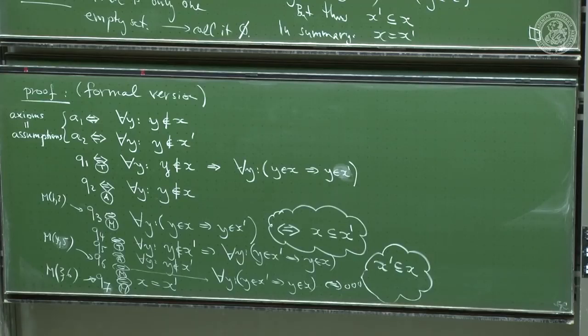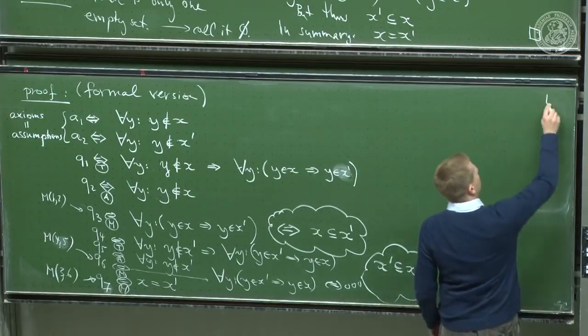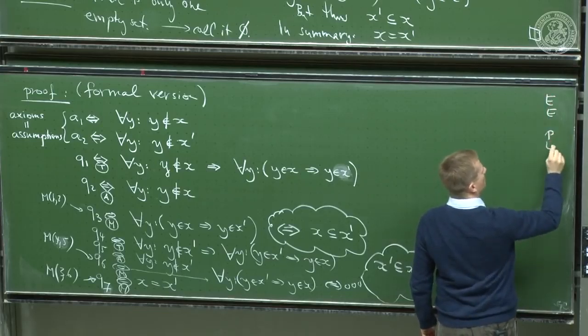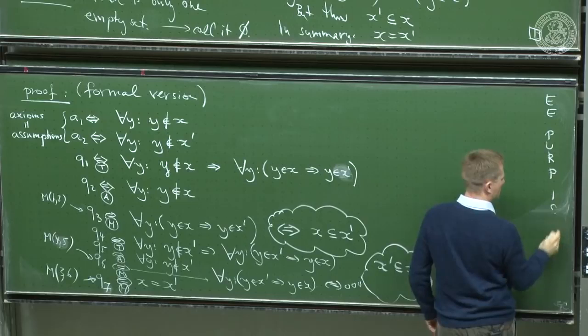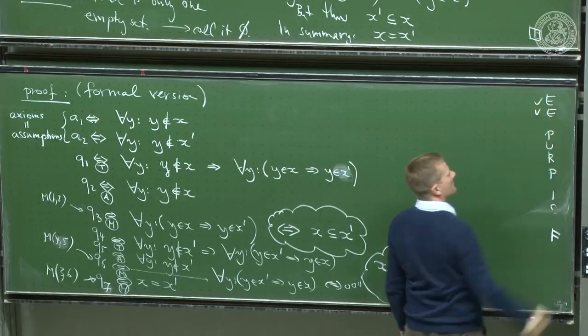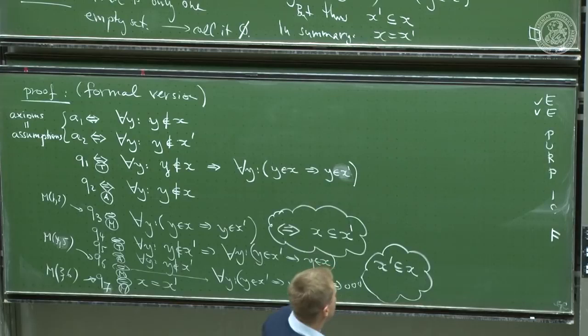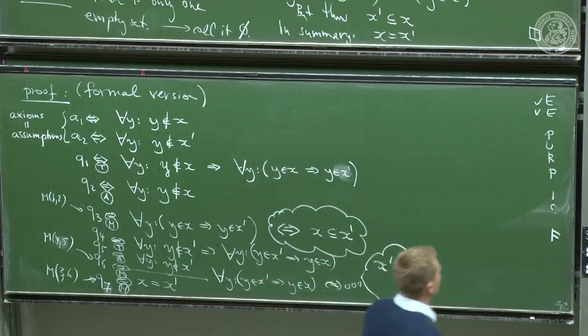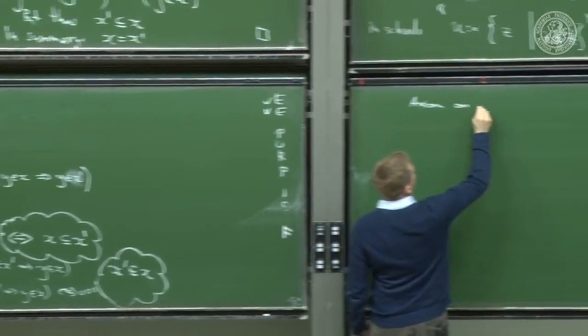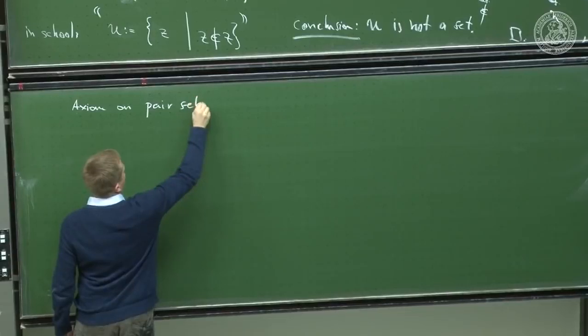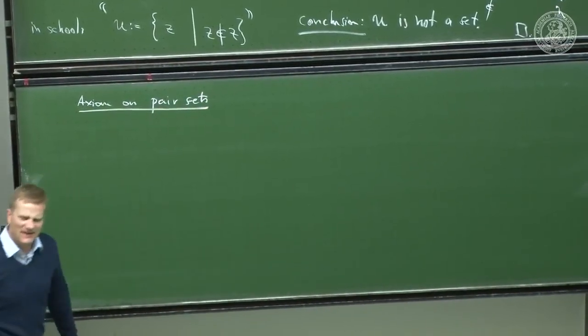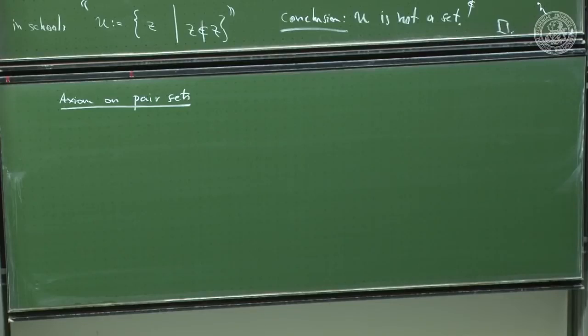Okay, so where are we? I should note this. We got this one and we got that one. There are 7 more to go. So the next is the axiom on pair sets. It's a bit tiring to go through all the 9 axioms, but on the other hand, this is the foundation for all of mathematics. So it's worth it, right?